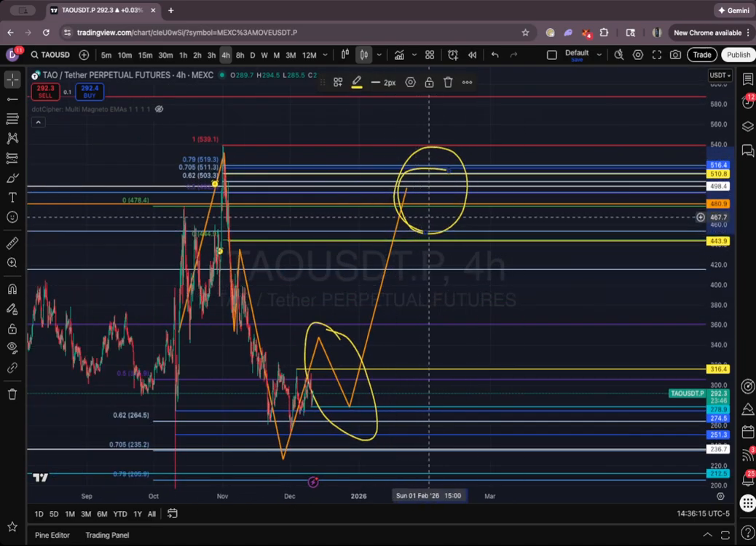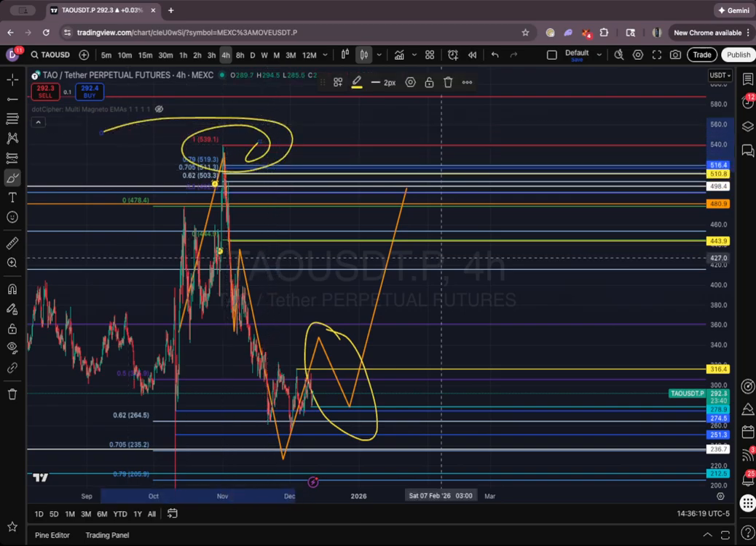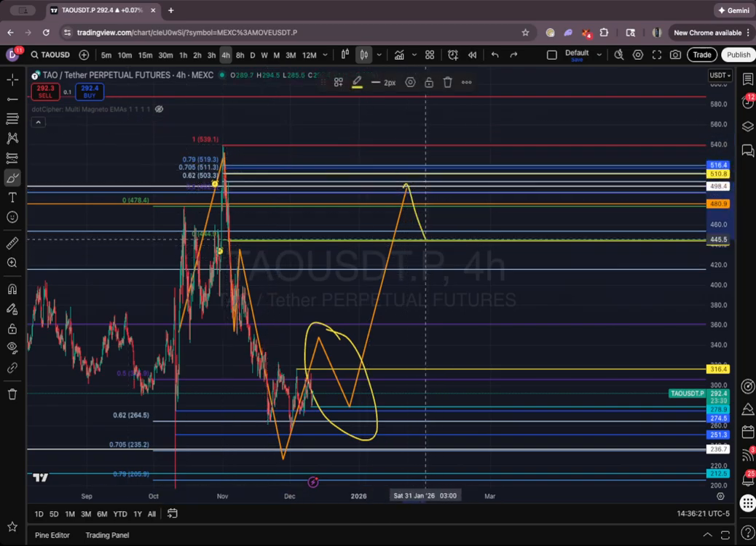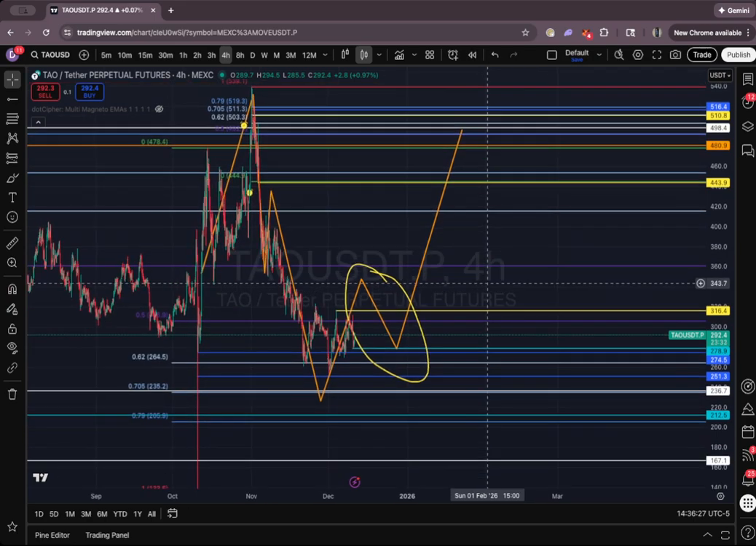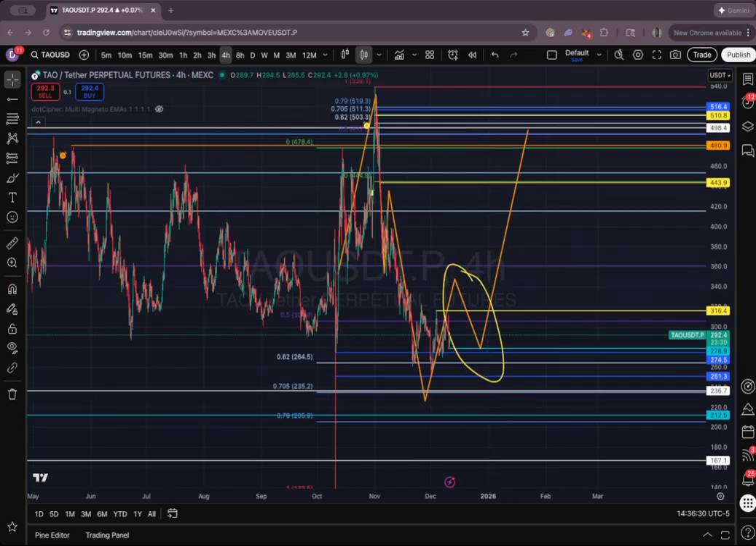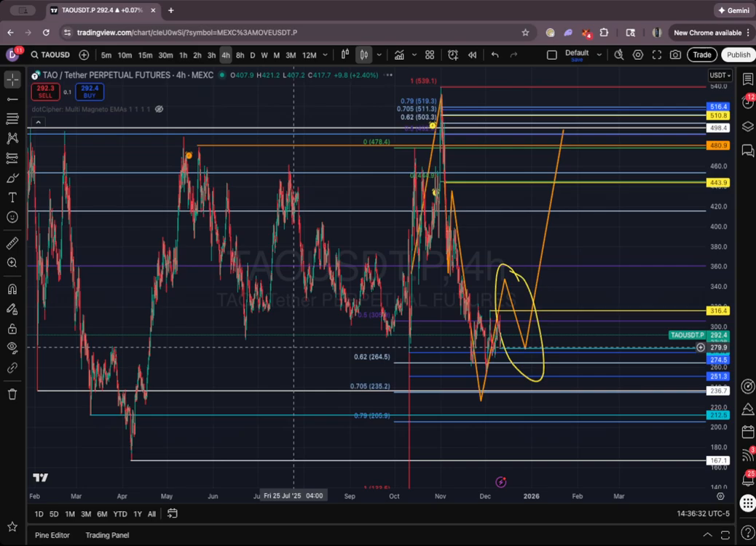After that, though, you'd have to see whether or not we can make a new high again. If we can't make a new high, then I would expect it to reconsolidate again. Same thing. So TAO, bullish here. The project itself is also very bullish. I'm very bullish on this project. This project is incredibly good.